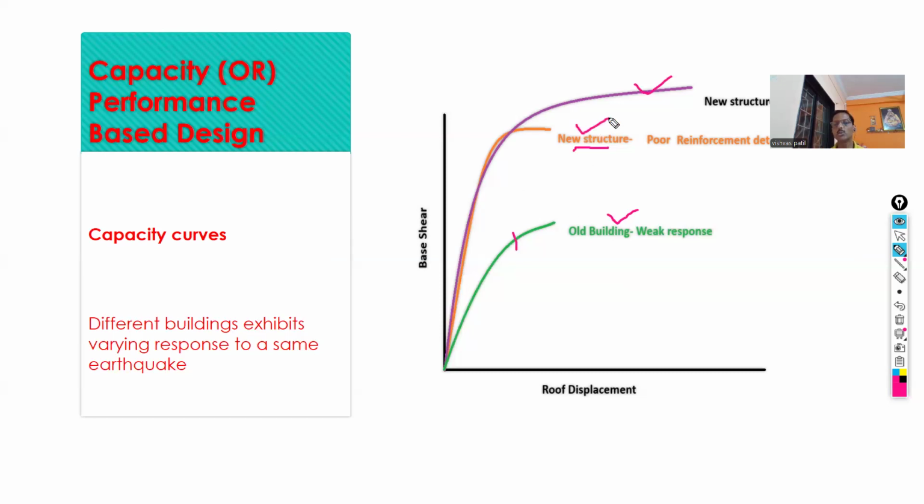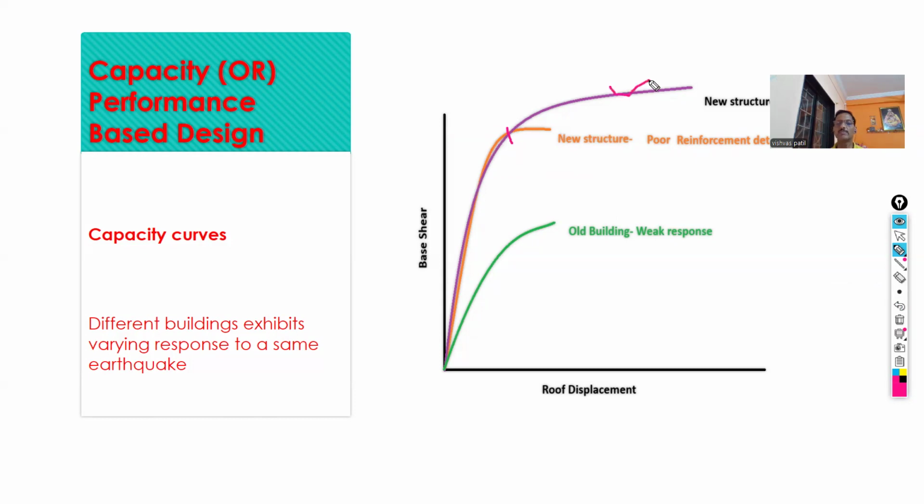Similarly, curve number 2. Now it is resisting more force, more force comparative to the first one. But again here, after the yielding, the response of the structure is very poor, and therefore this is also not dissipating that much seismic energy. And this is also not the expected behavior.